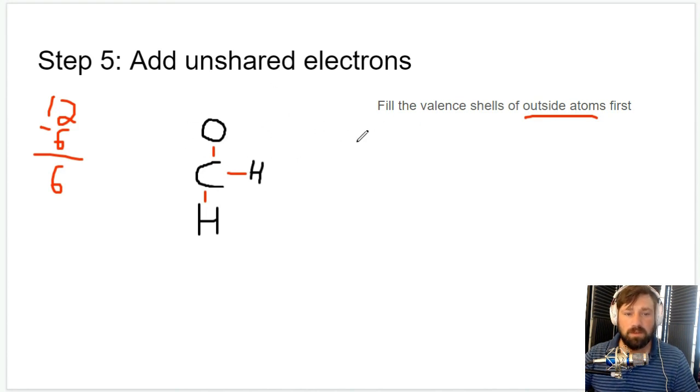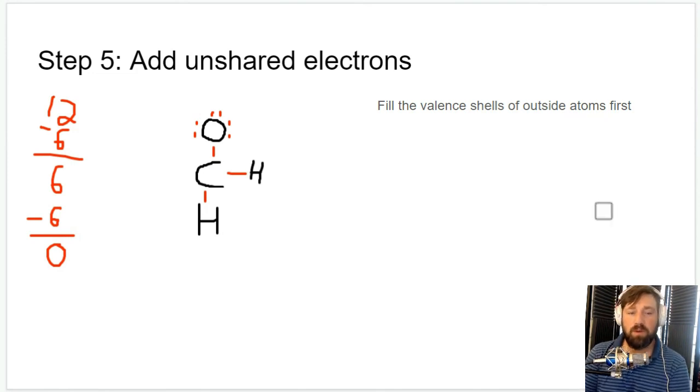So the first person in line is going to be the most electronegative, the oxygen. And I'm going to start giving oxygen more electrons. So 1, 2, 3, 4, 5, 6. Now I have given him 6 electrons, and he is at a full octet. So I'm taking away 6, and I'm now out of electrons. I have no more electrons to give. So since I have no more electrons to give, I can't add any more. Now we're going to move on to the next step.